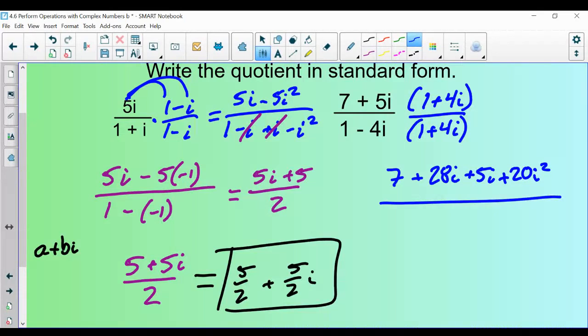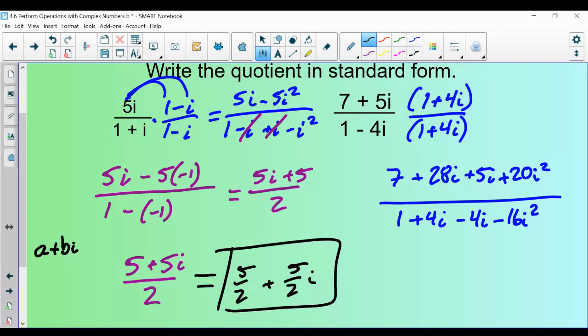Let's do the same thing with the denominator. Because these are conjugates of one another, they should be canceling. 1 times 1 is 1, and 1 times 4i would be plus 4i. 1 times negative 4i would be minus 4i. And then last times last would be minus 16i squared.